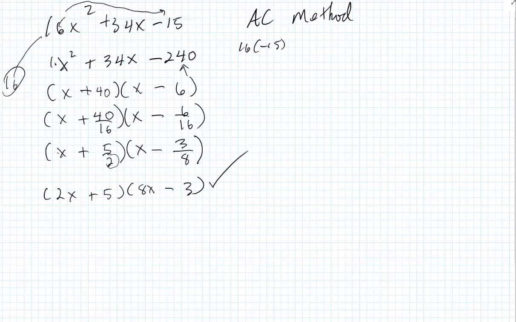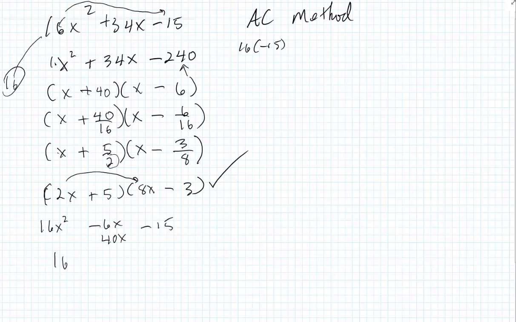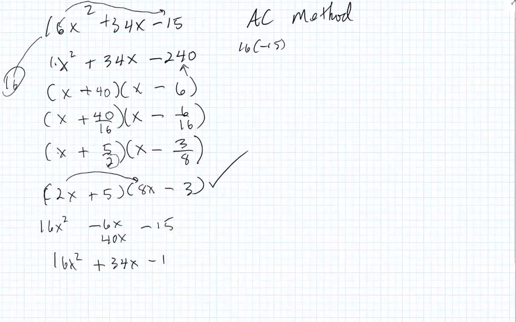Now you can do a quick check if you don't believe it's correct. 2 times 8x is 16x squared. Then we have 2 times negative 3 is minus 6x. 5 times 8 is 40x. And 5 times negative 3 is negative 15. And you can see we get our original expression.